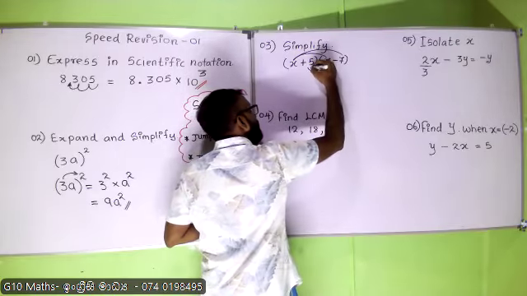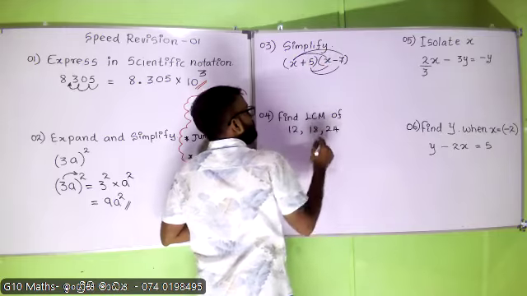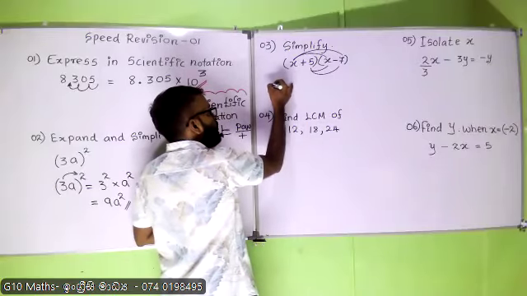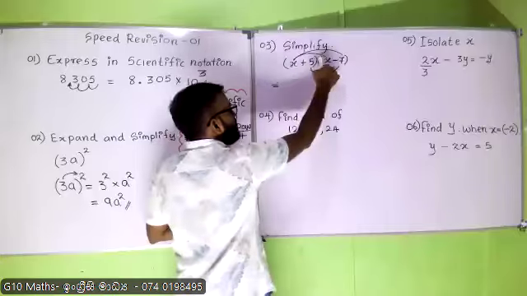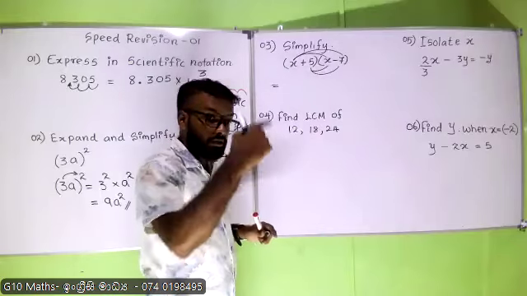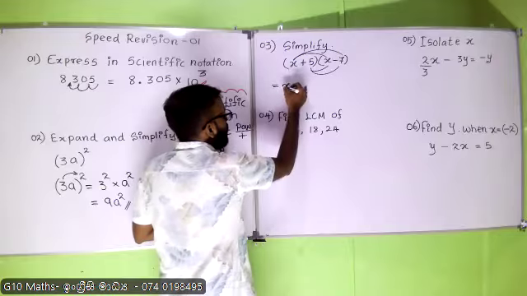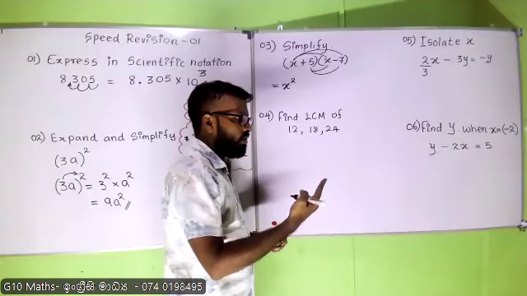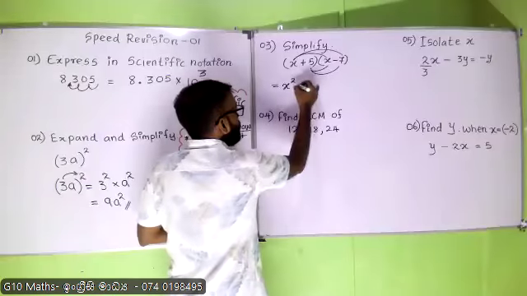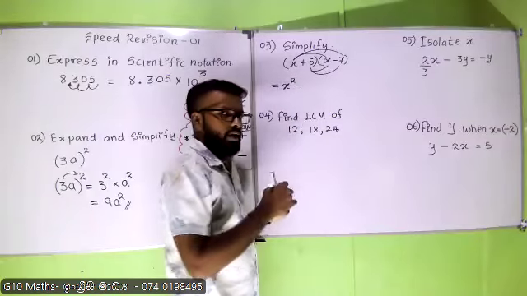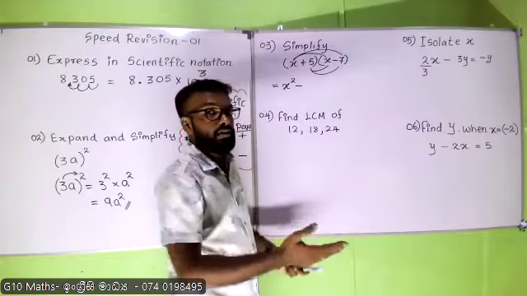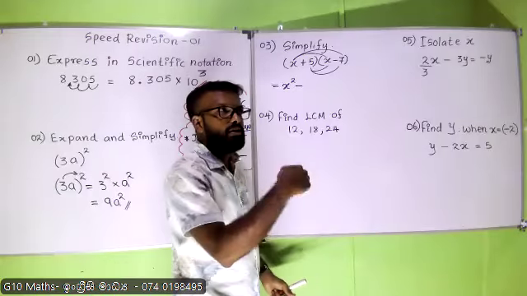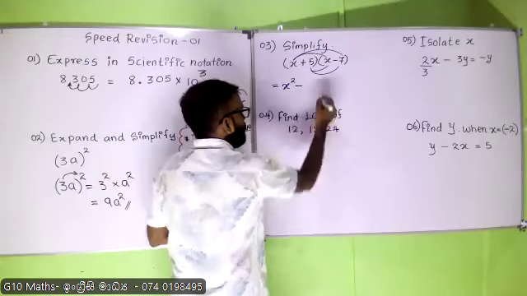First of all, positive times positive is positive, I am not going to write that sign. Equal mark, x times x is x to the power 2. Then positive times negative is negative. x times 7, normally we are not going to write x7, it is 7x. So negative 7x.